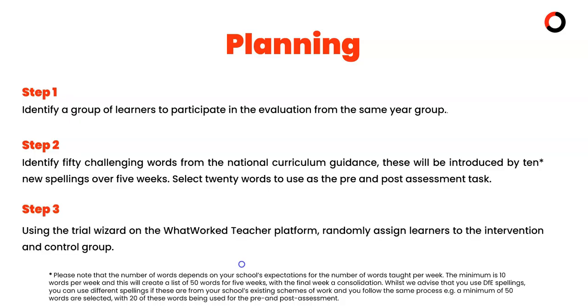Step 3. Use a trial wizard on the What Worked Teachers platform to randomly assign learners to the intervention and control group. So moving on to the implementation.